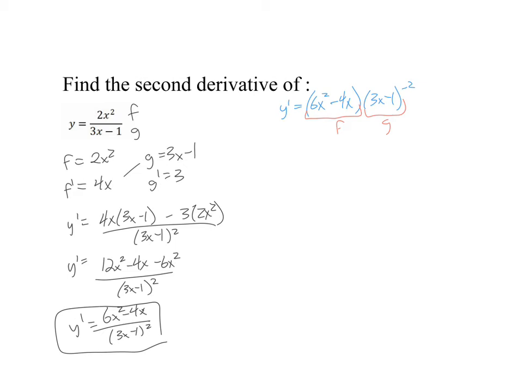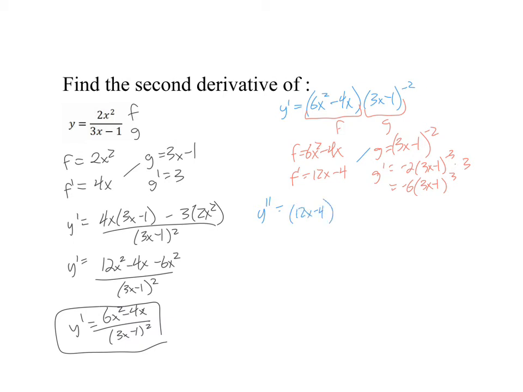So let's call F that first term. That derivative would be 12x minus 4. And G is our second term. For that derivative we have to use the chain rule. So it'd be negative 2 times 3x minus 1 to the negative 3. And we'd have to times it by 3. So let's simplify that to negative 6 times the brackets. Okay, so now we're ready to do our product rule. Let's do our second derivative, which would be those two multiplied again. So let's write it as 12x minus 4 times 3x minus 1 to the negative 2 plus the other 2, but we have a negative in there, so it'll turn into subtraction. So we have negative 6 times our 6x squared minus 4x times the bottom brackets.